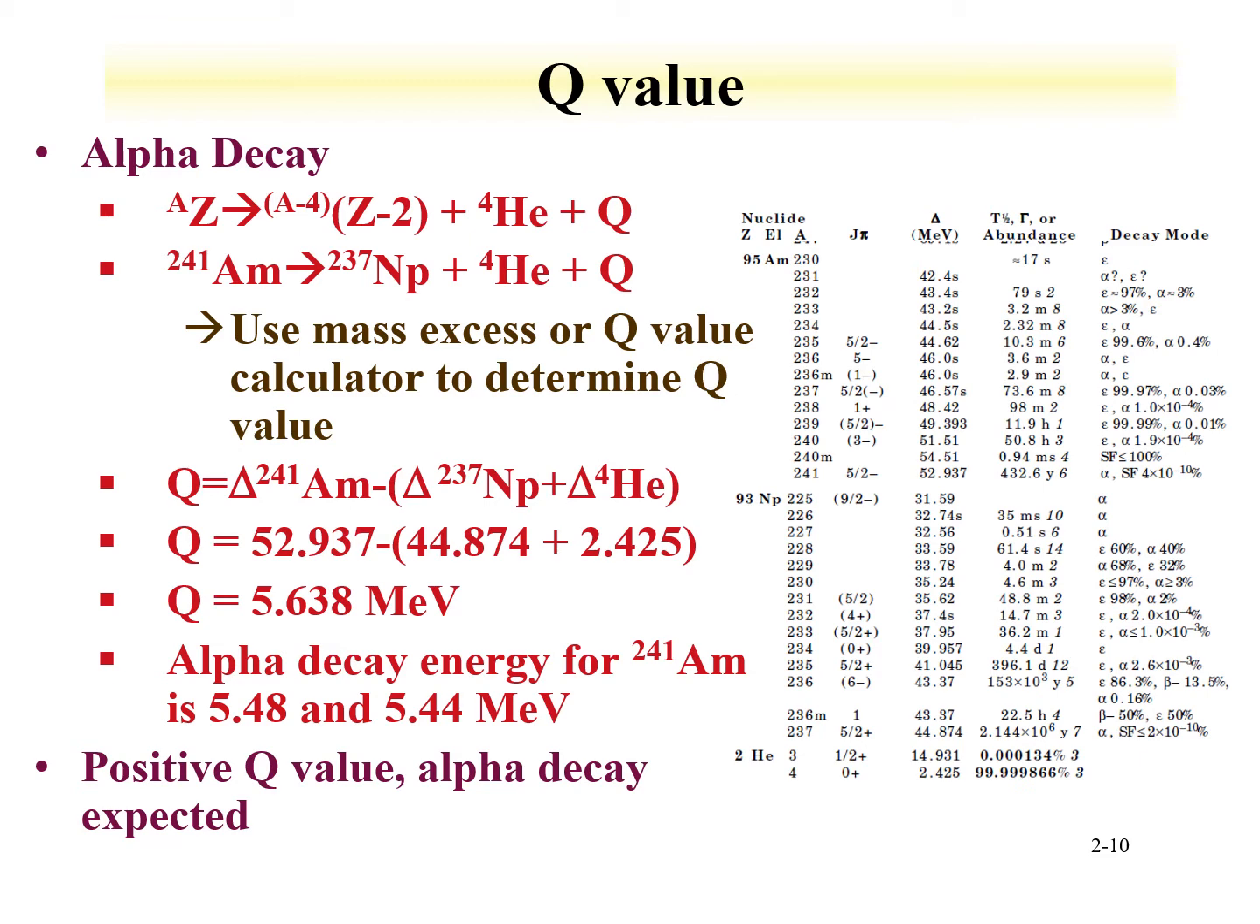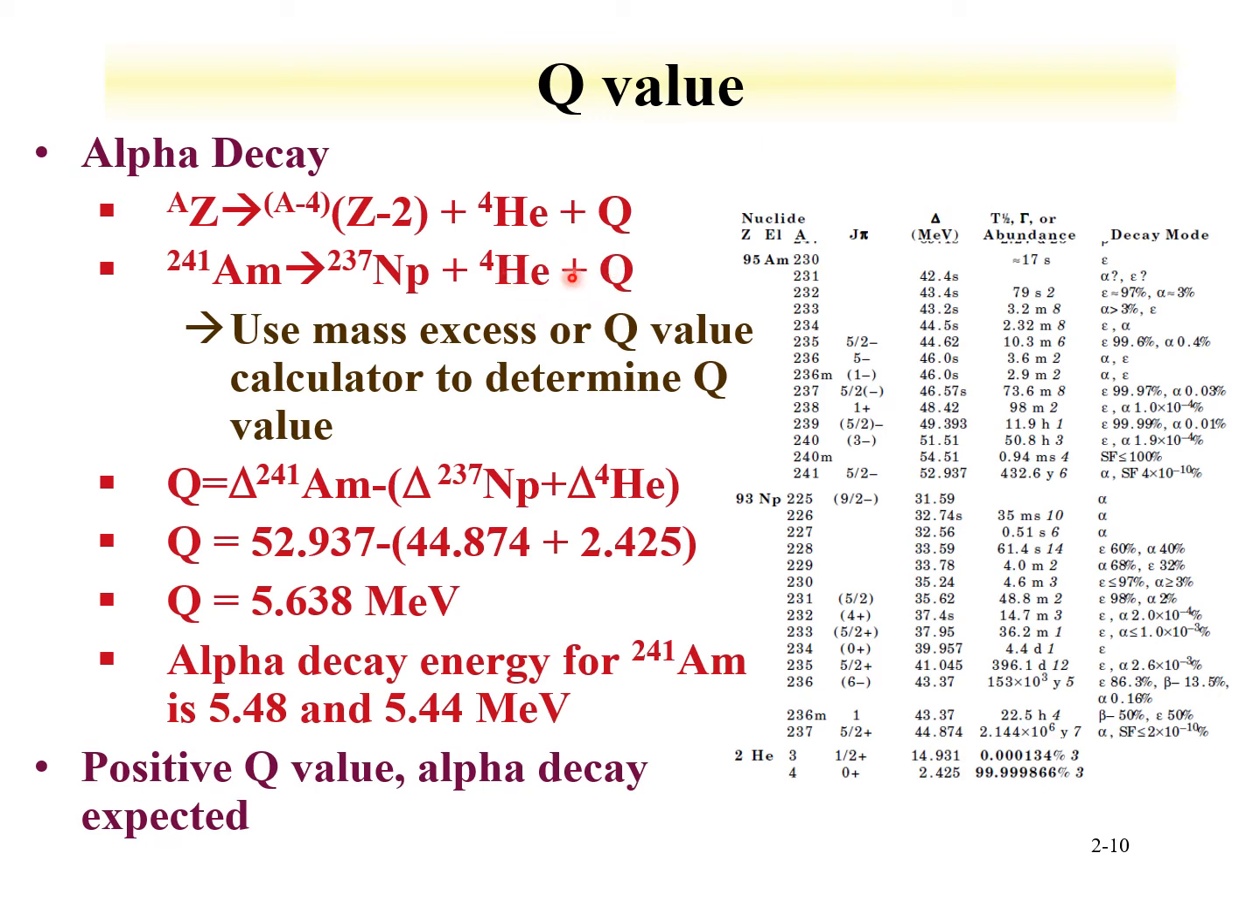We can do the Q value calculation for alpha decay, and this is shown here, where I have an isotope, it decays, and it emits a helium nucleus. The daughter loses 2 neutrons and 2 protons, so the A is reduced by 4 and the proton number is reduced by 2. So let's consider the alpha decay of americium-241. It goes to neptunium-237 and the alpha particle.